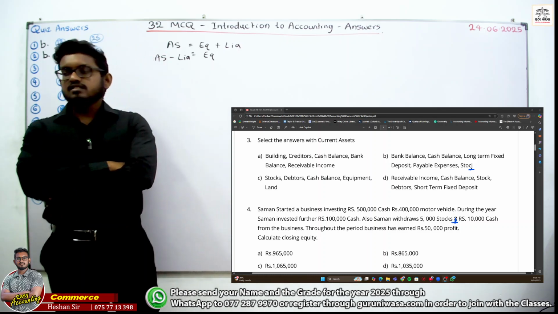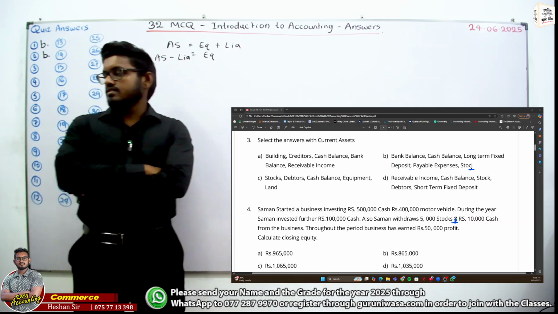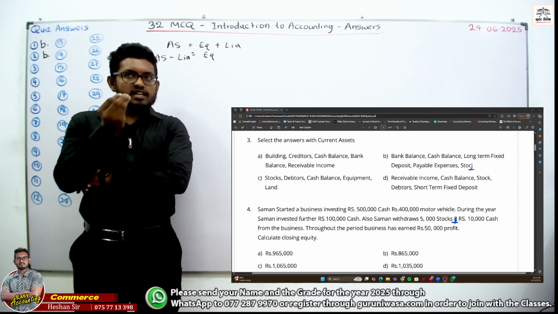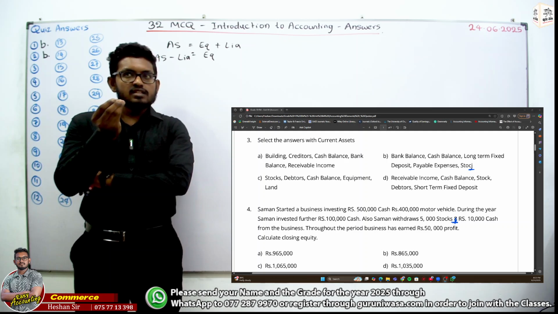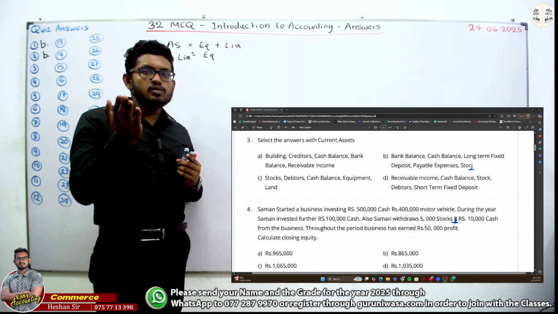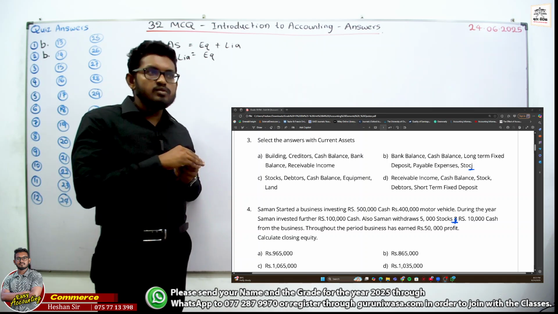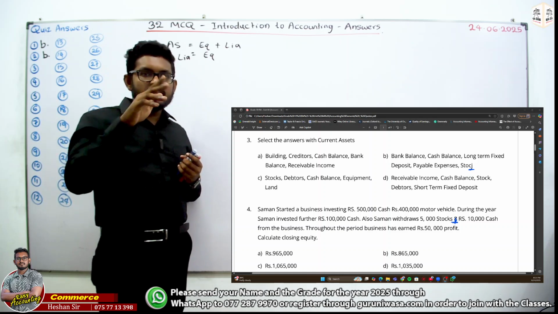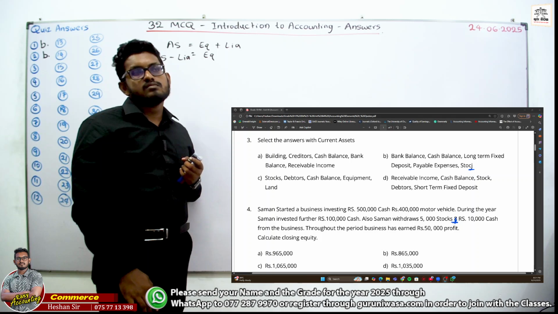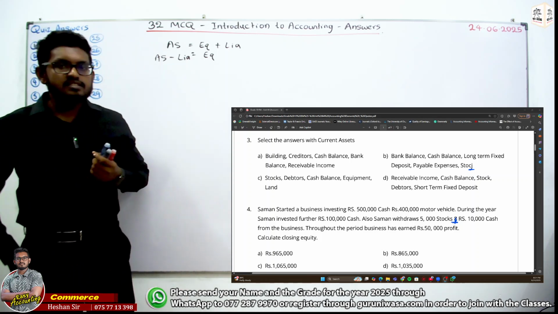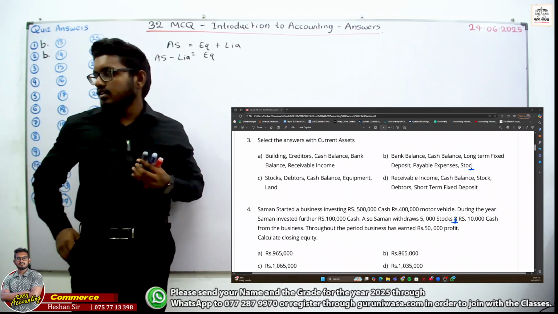We can't go with answer A since there are building and creditors. B, bank balance, current assets, because bank balance means money available in the bank. By day to day it's changing. If today the balance is 12,000, tomorrow the balance can be 12,500. Can you hear me, guys? Which means the balance changes daily. If the balance is not constant, it is a current asset. So cash balance is a current asset, it's changing daily.